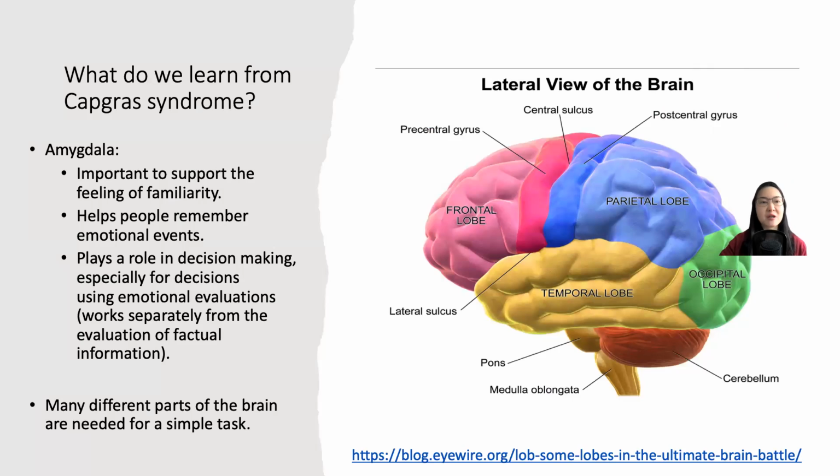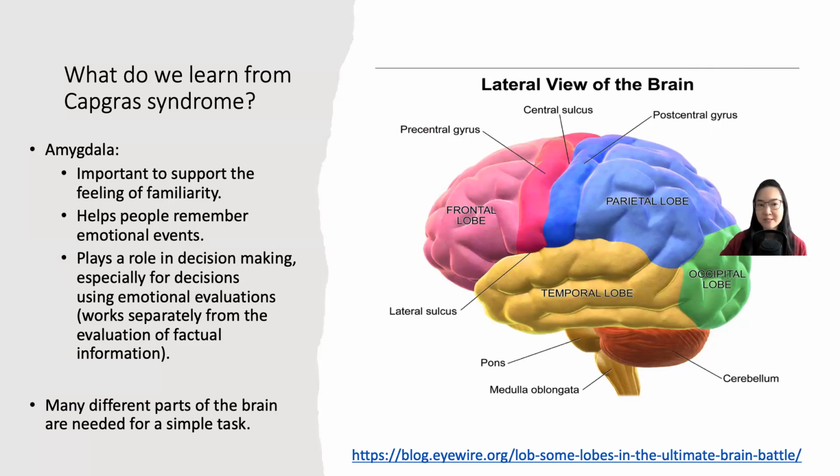What do we learn about Capgras syndrome? You can see here on the right side the picture of the lateral view of the brain. Here you see the pink color, it's the frontal lobe. On the right side, you see the parietal lobe, and then the occipital lobe, temporal lobe, as well as the cerebellum and other parts of the brain. The amygdala is located in the temporal lobe on this side, the yellow color here.